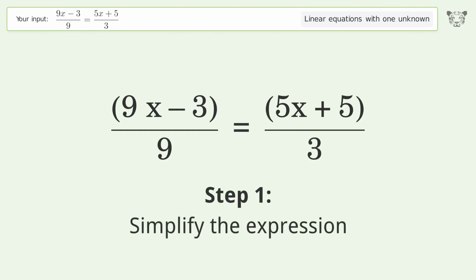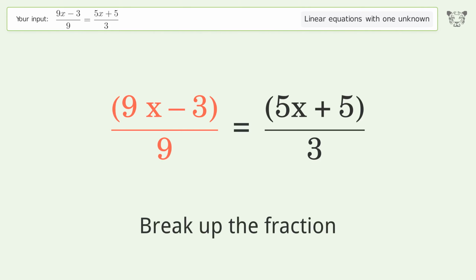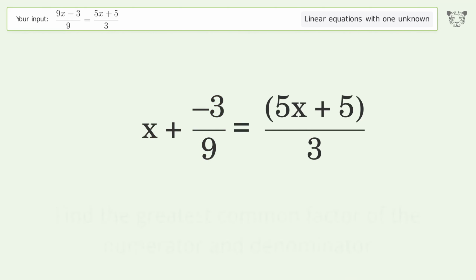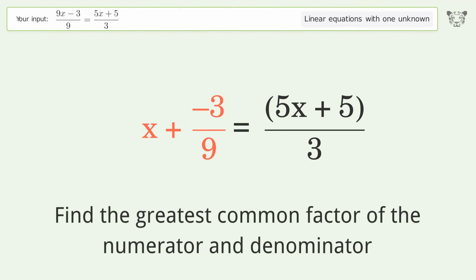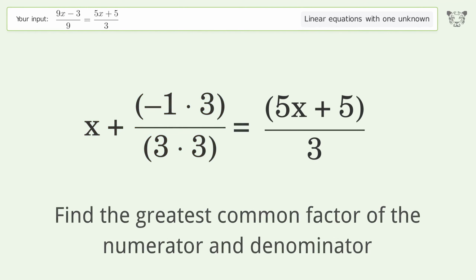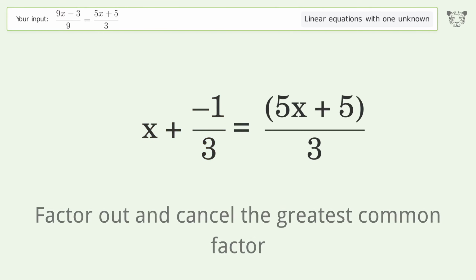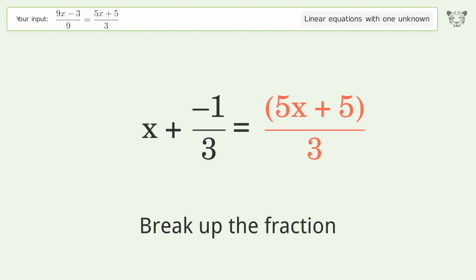Simplify the expression. Break up the fraction. Simplify the fraction. Find the greatest common factor of the numerator and denominator. Factor out and cancel the greatest common factor. Break up the fraction.